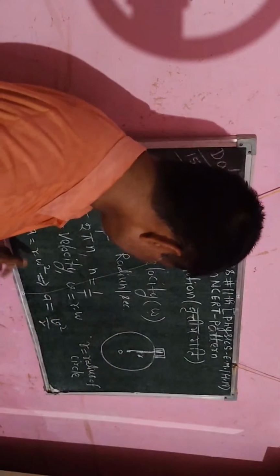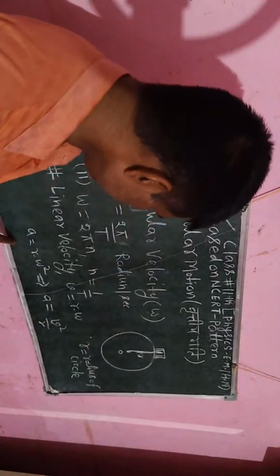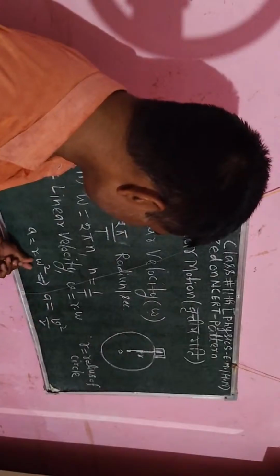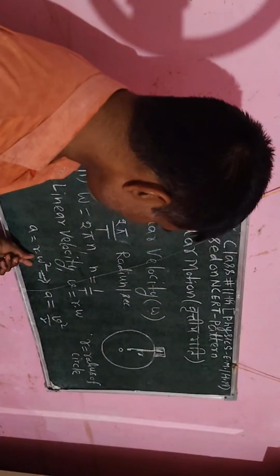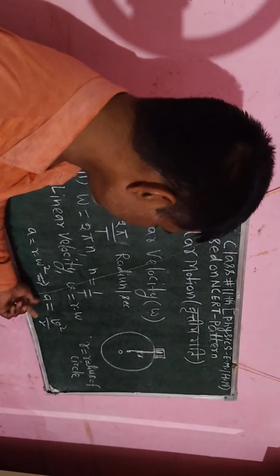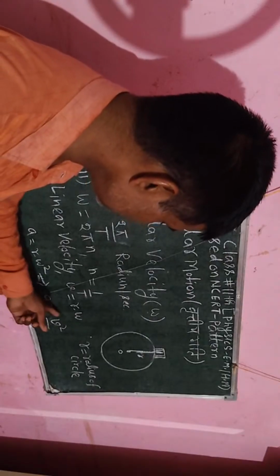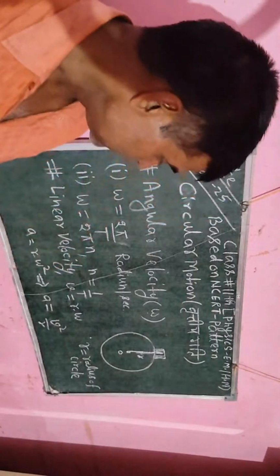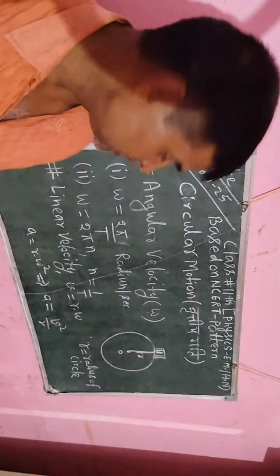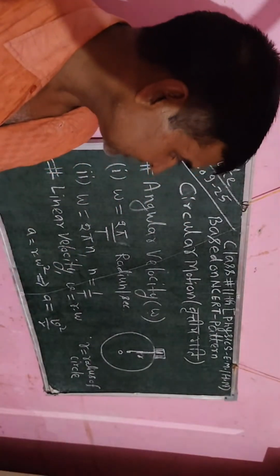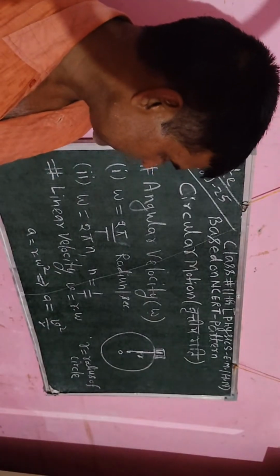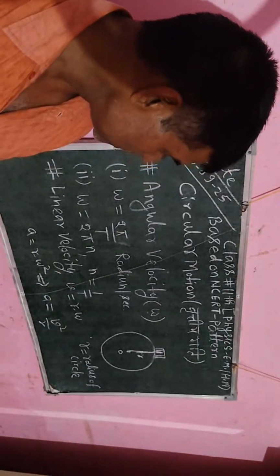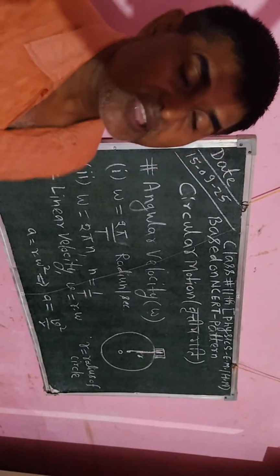Now in the place of v I have written here r into omega. So after using the value of omega and simplifying, I have got a is equal to v square divided by r. This is the angular acceleration I have also calculated here. Okay, so all this formula we have to use properly.